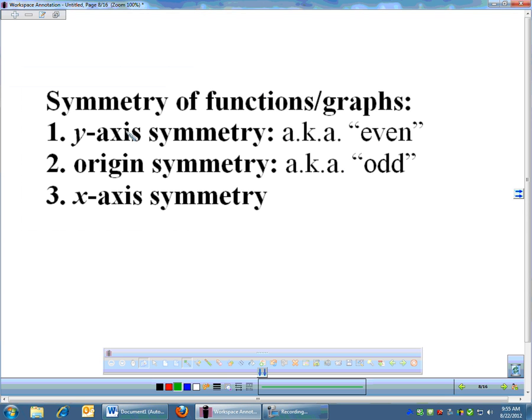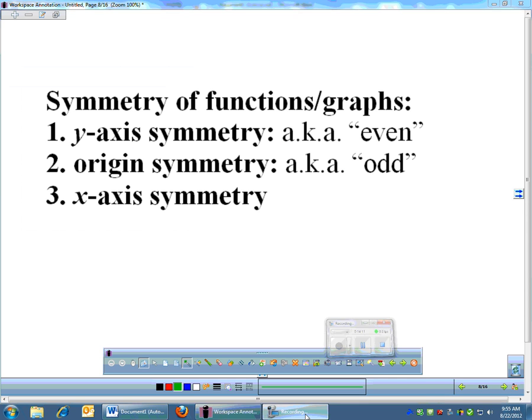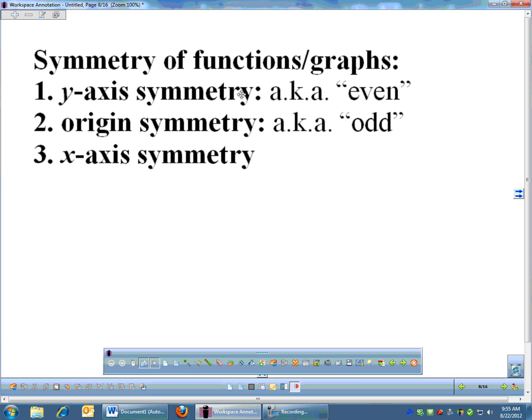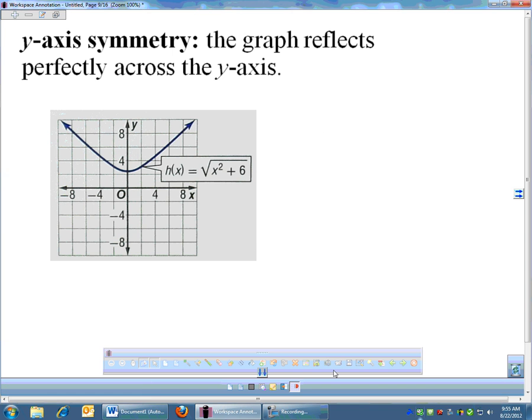All right, moving on. And then the last part is symmetry, and I'll see if I can knock this out in about 5 minutes. Symmetry is really easy if you're looking at graphs. We have 3 different types of symmetry. We have y-axis, which we will refer to as even, origin symmetry, which is odd, and x-axis symmetry, which doesn't have a cute name.